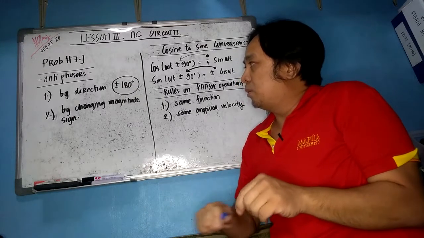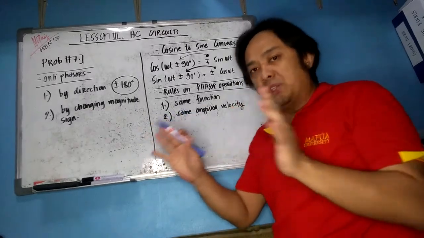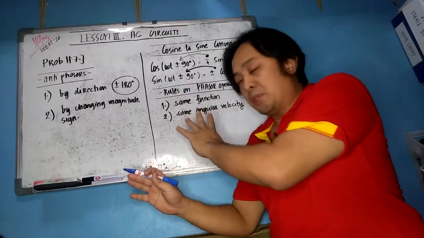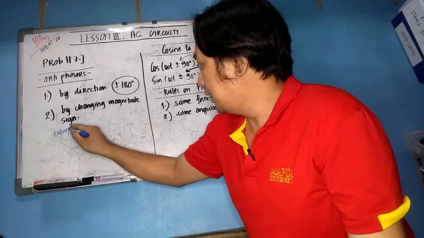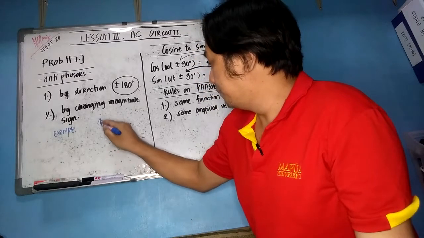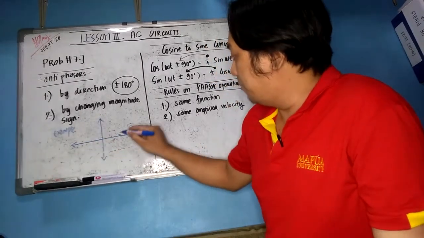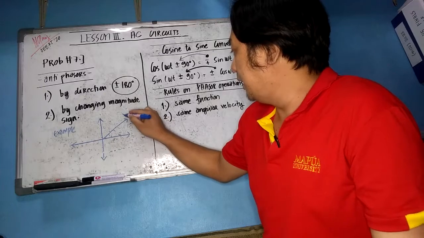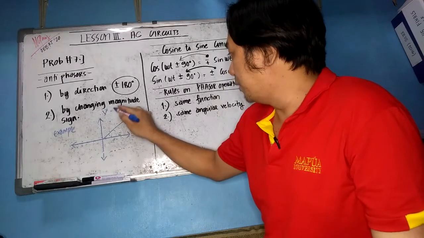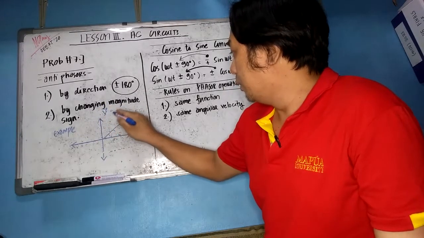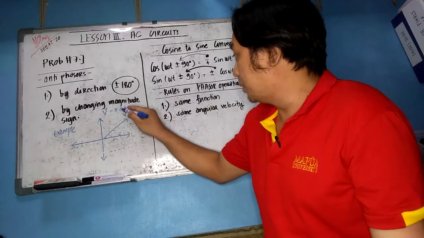It means we need to convert a certain antiphasor based from a certain reference. For example, I have a voltage here, V. In phasor form, for example, we have V phasor equal to 5 bar 30, or positive 30.